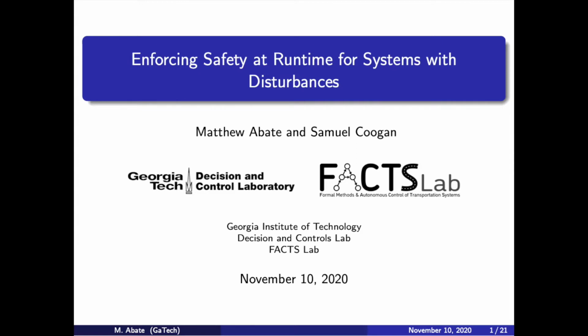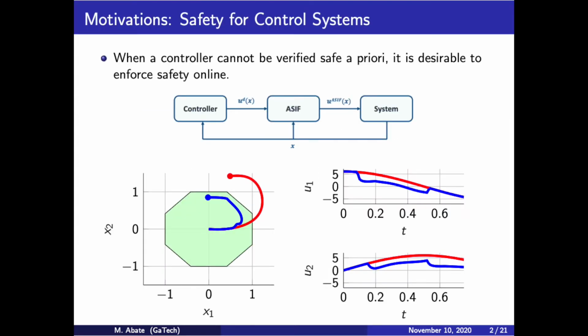by Dr. Sam Coogan. This work is motivated by control system safety, and the safety problem for control systems is often posed as an invariance constraint requiring that the system remain in some safe set of operating conditions for all time. Certain controllers can be verified safe a priori, that is, verified that they render a safe subset of states invariant. However, when this is not the case, it can be desirable to enforce safety online through the use of a runtime assurance mechanism.